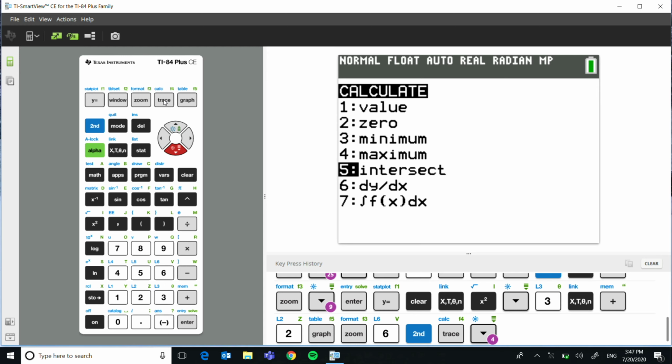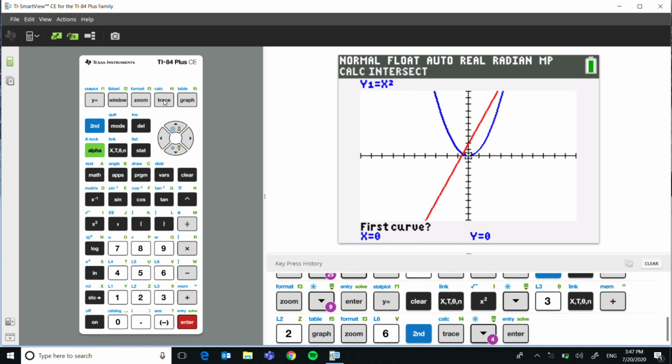So we'd go down to intersect, hit enter, and then it's going to ask us a couple of questions. The first thing it does is ask first curve. So basically it wants your cursor on one of the graphs that you chose. Okay, so in this case you just have to hit enter. And then it asks second curve. Again, so long as you're on your second graph, you can just hit enter. And then it says guess. And what we would do is we would go about to where you see them intersect. So in this case, I'm going to take that bottom left point, hit enter, and it's going to give us a point exactly where they intersect.